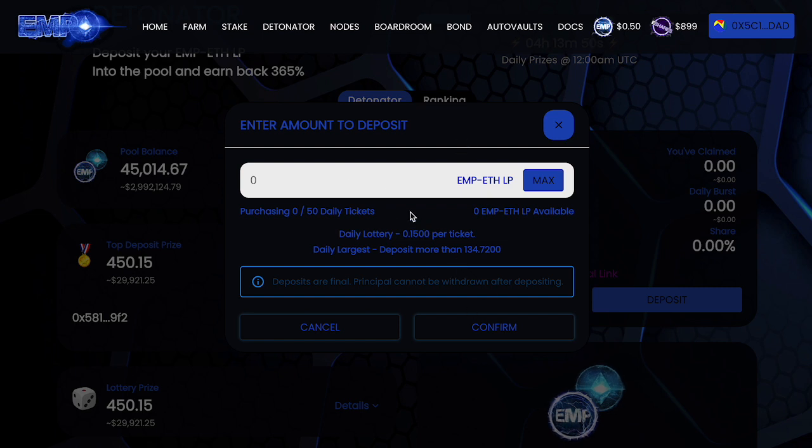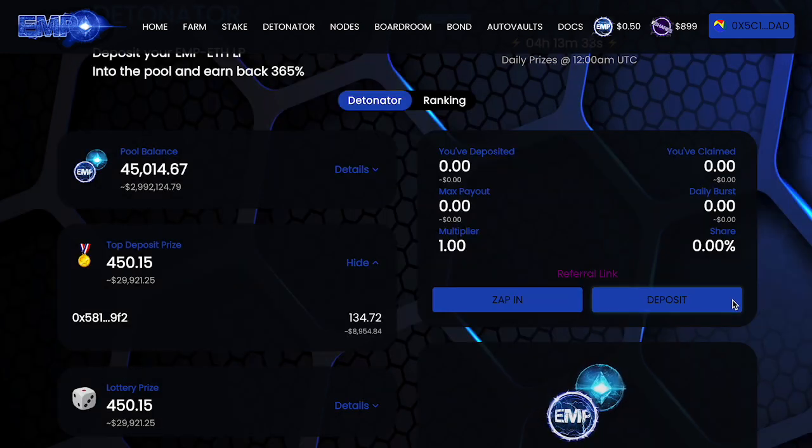Okay, so that's how you make deposits. You just set up this deposit, how much you want, and then you hit confirm, you approve the MetaMask transaction, and then it just deposits that LP into the detonator. Okay, so that's depositing existing LP into the detonator.